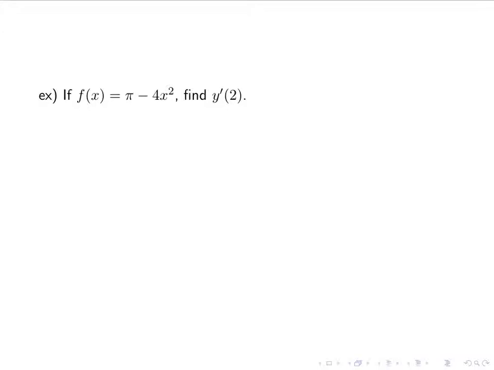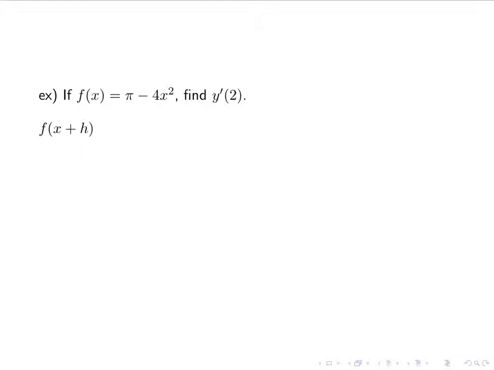As another one, we have f of x equals pi minus 4x squared. And here I want to find y prime or f prime of 2. So again, this will be the same thing as f prime of 2. I want to find the derivative when x is 2. In order to find that, I need to first find f prime of x. So you plug in your 2 at the end.